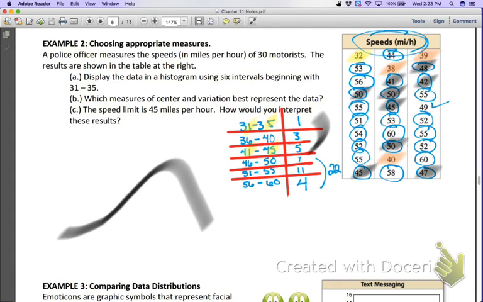Whatever my mean or my median of my values would be, my mean and my median are probably going to figure out to be somewhere in this region. Especially my median. It's probably in that 46 to 50 range, to be perfectly honest with you.